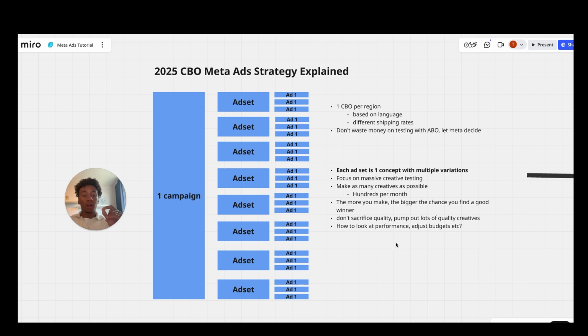Make as many quality creatives as possible. Have this simple campaign structure, just throw it all into Meta, let Meta decide where the budget goes, and the only thing you focus on is making creatives and finding more winners. And then the question arises: okay, so how do you look at your performance then? How do you adjust your budgets? How do you decide even what is a winner? So we'll get right into that right now.